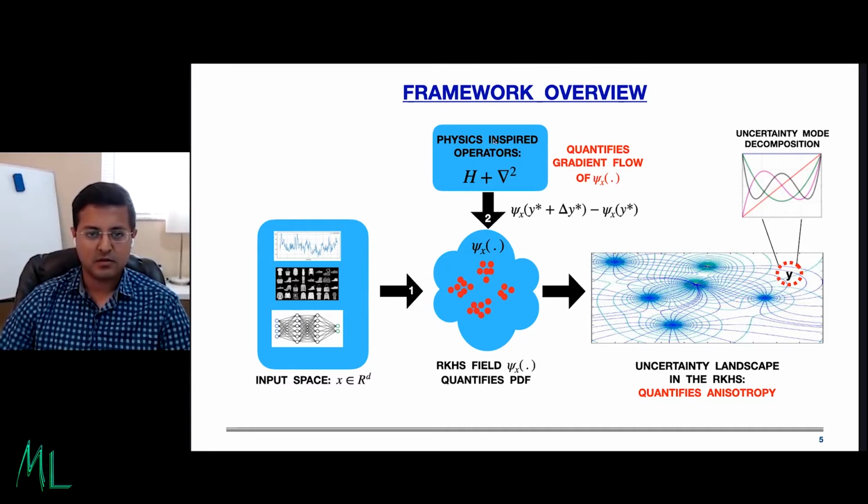The second step is to use physics-inspired operators, which I'll get to in a moment. These are basically Laplacian-based operators that quantify the gradient flow of the PDF that is characterized by the RKHS. So essentially, you implement some Laplacian-based operators on psi x to get the gradient flow of psi x, and this helps you characterize the density of the input training data in a very high resolution manner. And this is depicted by this uncertainty landscape figure that I show here.